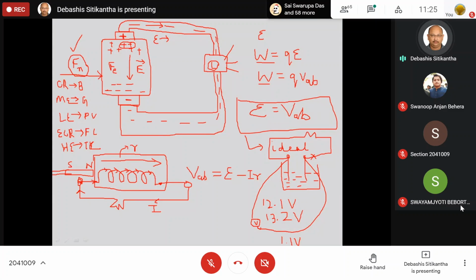So where is this drop? This drop is because of the internal resistance which exists inside this EMF source. Now one can question that, okay, in case of a generator, the conductor is made in the form of a coil, and therefore there is a resistance, and we can say that is the internal resistance, and therefore there will be a drop.